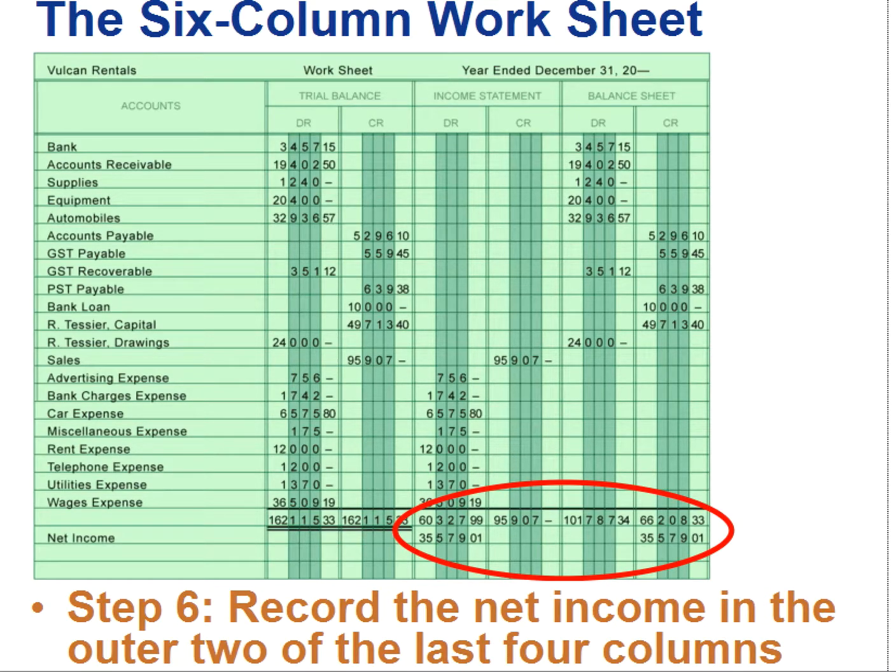Step 6, record the net income in the outer 2 of the last 4 columns. Okay, we already determined that the difference was the net income. Now just take that difference and put it into the columns in order to make it balance. So the $35,579 go in the outer 2 columns.